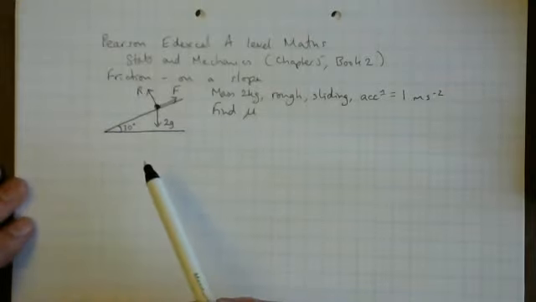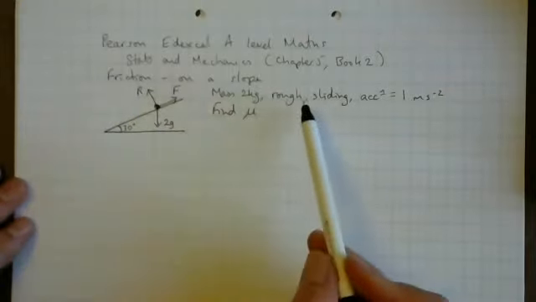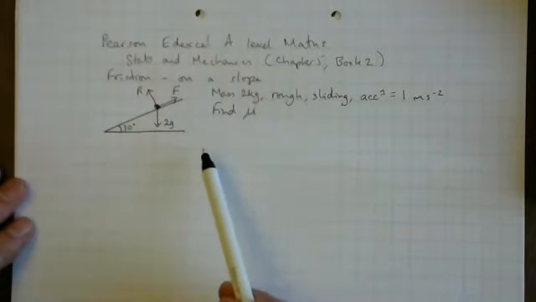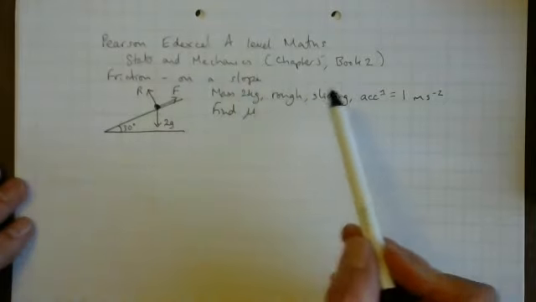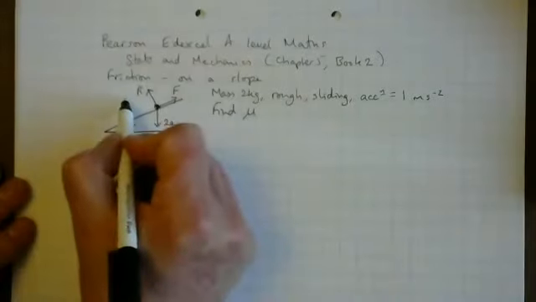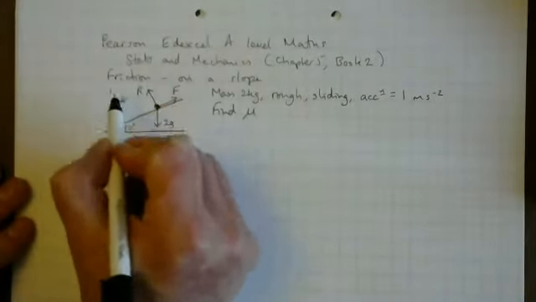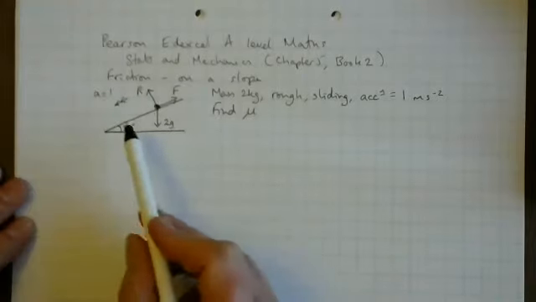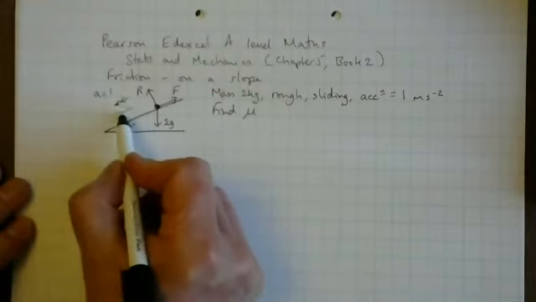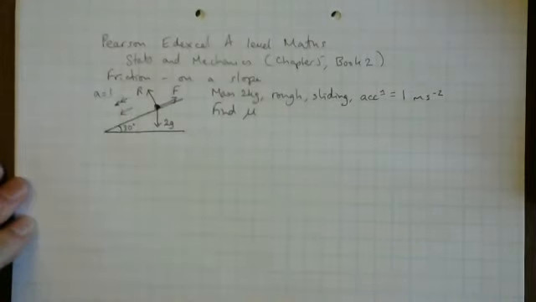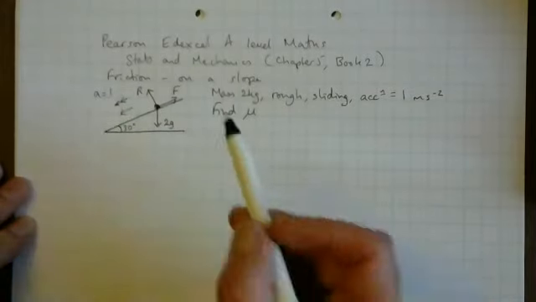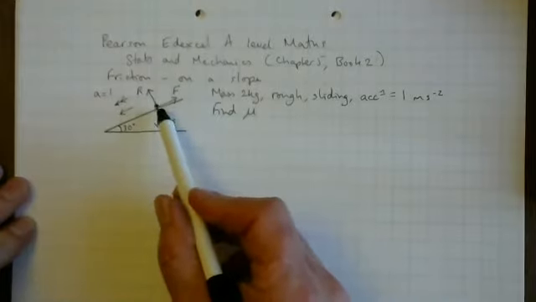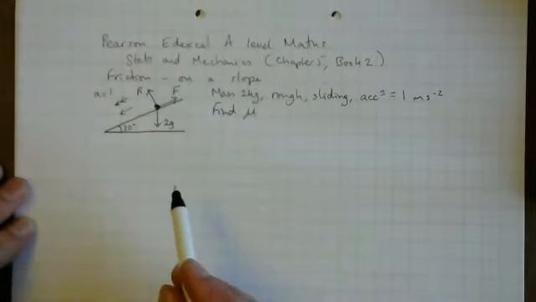Put all the forces on there. They told us the surface is rough, that means there's friction. They've told us acceleration is 1 meters per second squared, so we'll get that on there. A equals 1. We know the motion is in this direction. It's sliding, and they do tell us it's sliding down the slope. If the object is moving, then friction must be at its maximum.